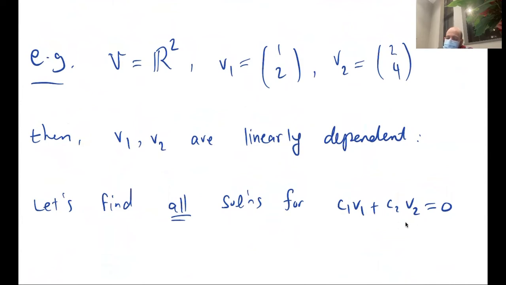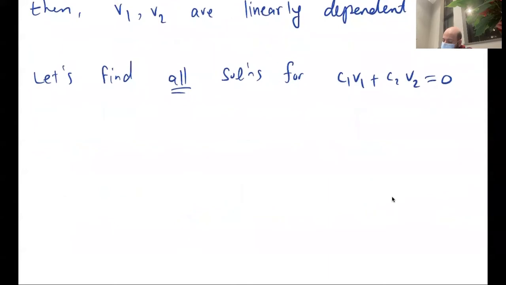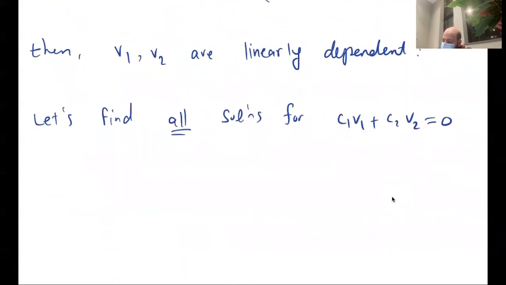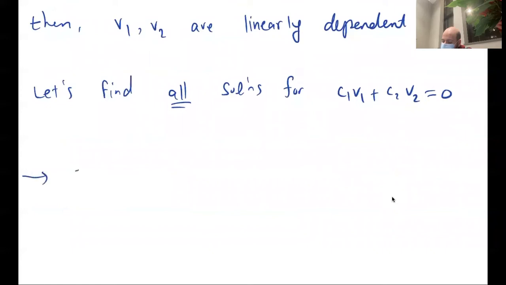Let's see whether there is only the trivial solution or whether there are other solutions. As we said, in that case, it would mean infinitely many solutions. But let's see whether the trivial solution is the only solution for this system. Let's find out. C1 V1 plus C2 V2 equals 0. V1 is (1, 2), V2 is (2, 4). So then we can say C1 times (1, 2) plus C2 times (2, 4) equals 0.